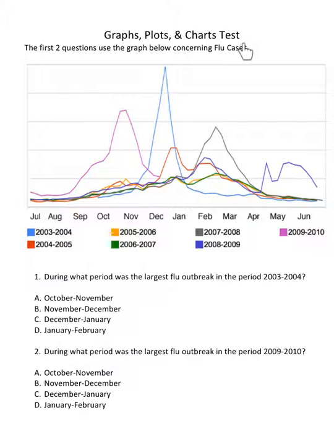Graphs, plots, and charts test. The first two questions use the graph below concerning flu cases. Number 1. During what period was the largest flu outbreak in the period 2003 to 2004?